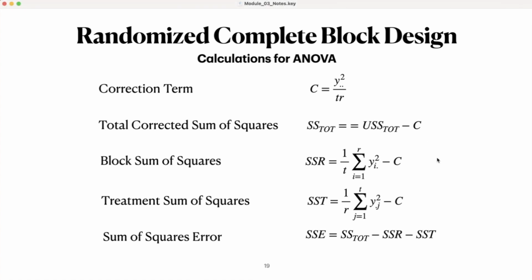We then compute the block sum of squares, the sum of squares due to blocks, and that is given by this expression. So 1 over t, 1 over the number of treatments, times the sum, i going from 1 up to r. Notice that we're summing over the blocks. Remember, i, the first subscript, corresponds to the blocks, and there are r of those. So what are we summing up here? Well, we are taking the block sum and squaring that block sum for each block, and then we're adding those squared block sums up, multiplying by 1 over t, where t is the number of treatments, and then from that we're subtracting the correction term.